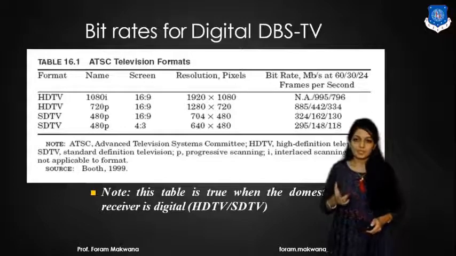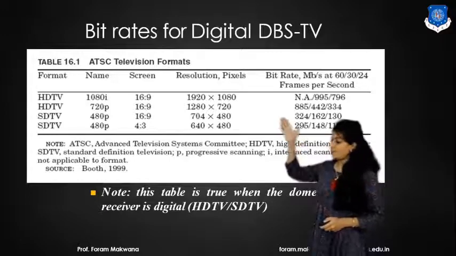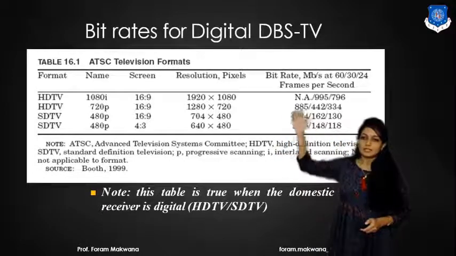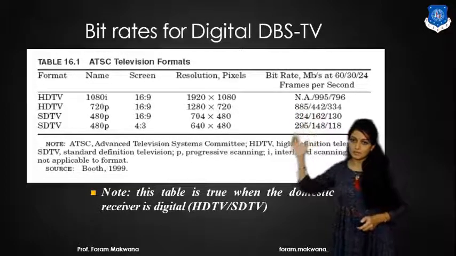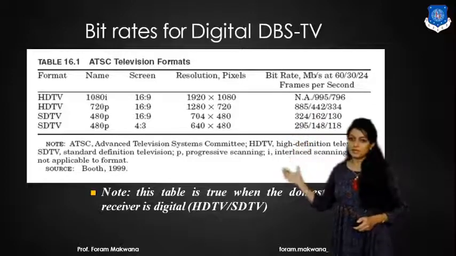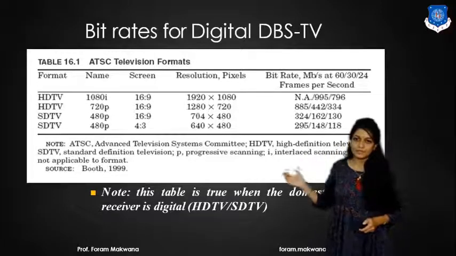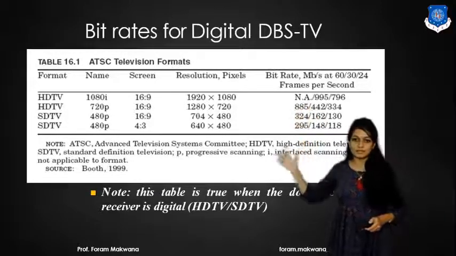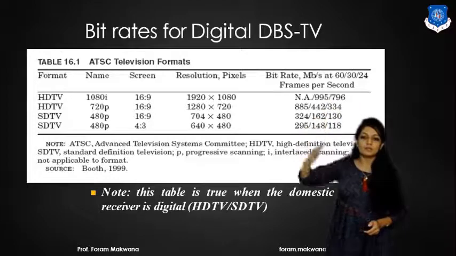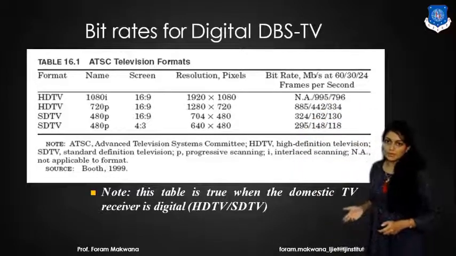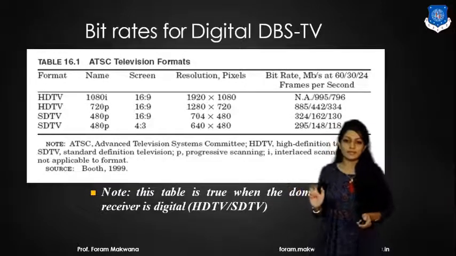What is the bit rate for the digital DBS TV? The formats are SDTV and HDTV, such as 1080i, 720 pixel, 480 pixel pictures, for different display conditions. The screen resolution is given as 16:9 and 4:3. Based on the resolution, the pixel size is like this, and accordingly we get the bit rate, considering bits per symbol. This table is for the domestic TV receiver, which is digital only, either HDTV or SDTV.